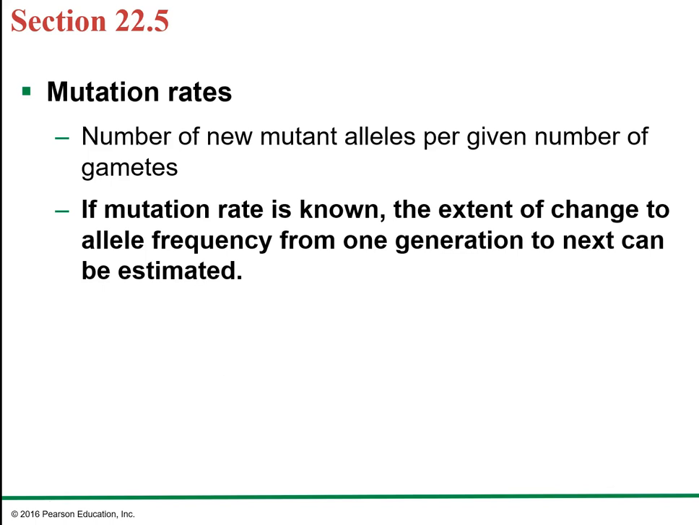It says it's the number of new mutant alleles per given number of gametes. So if you know the mutation rate of a given allele, you can then see how that's going to change from one generation to the next, and it can act as a predictor.